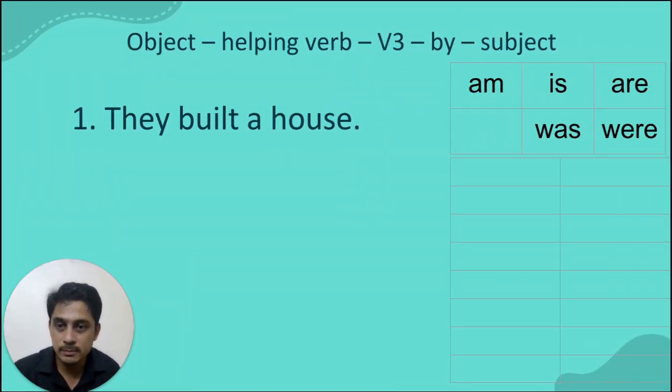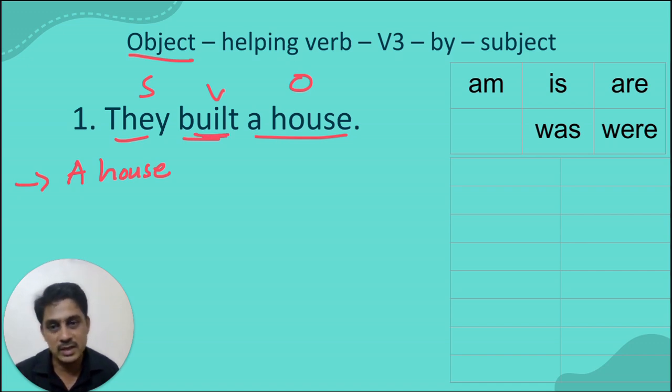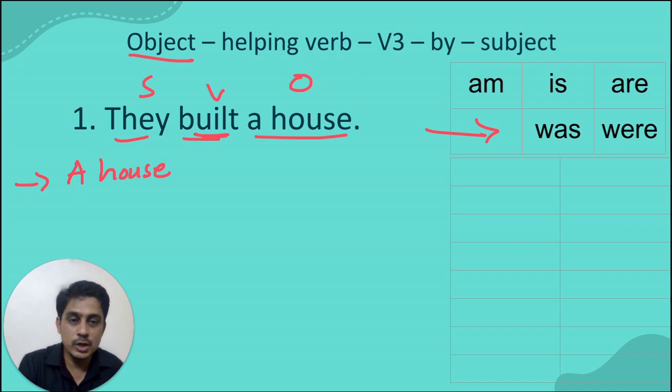Let us see another example. They built a house. What is the first step while changing the active voice sentence into passive voice? That is deciding the parts of the sentence. Built is a verb. Who built? They. They is subject. What is built? A house, that is object. How to write? First of all, you will write object, that is a house. Now decide the helping verb. Built is in past tense because its present tense is build. So past tense helping verbs are was and were. So we will either use was or were.